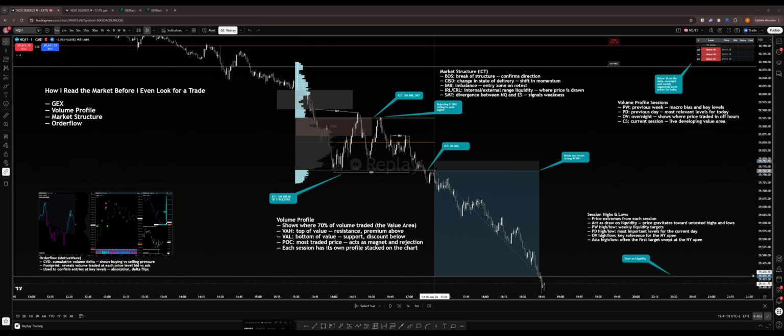I'll use MotiveWave for this, specifically the CVD and Footprint. CVD stands for cumulative volume delta. It shows me whether buying or selling pressure is actually behind the move. If price is pushing up but CVD is dropping, buyers aren't in control, and that's a red flag.